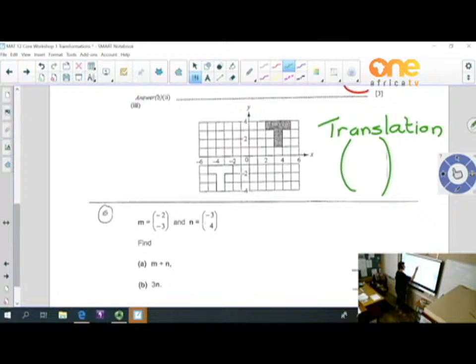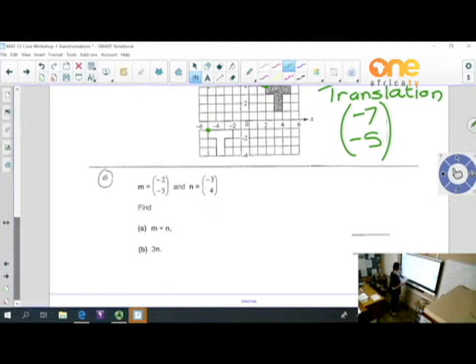So now I have to move this one, but that point must go to this point because it must be corresponding points. So I move 1, 2, 3, 4, 5, 6, 7 points to the left. So it will be -7. And then I went 1, 2, 3, 4, 5 points down. So it's -7, -5. That is my column vector.